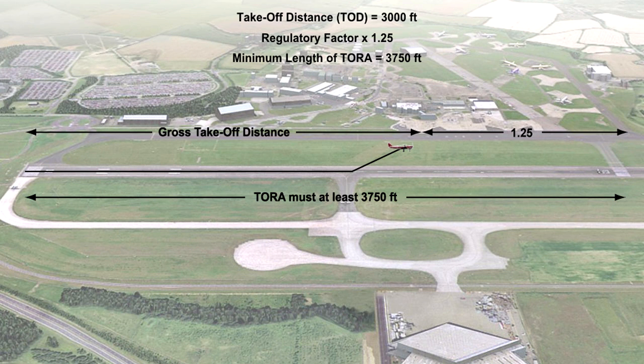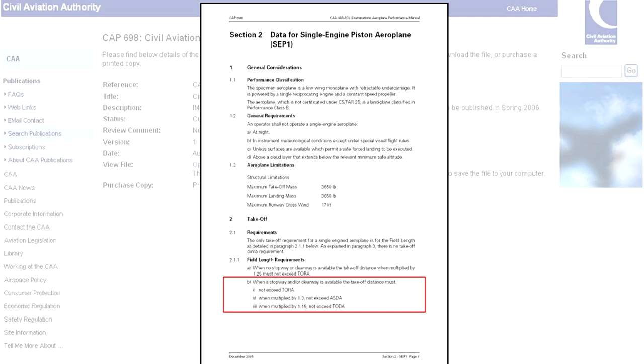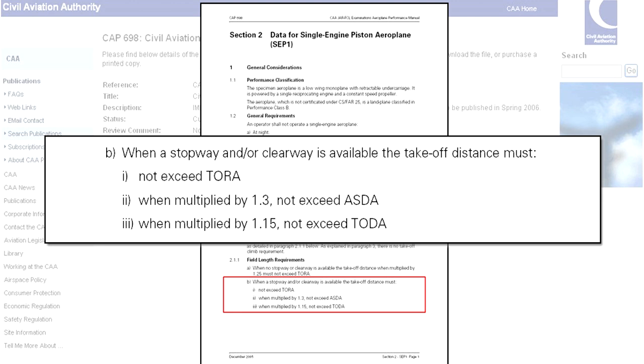This helps us again to see the difference between net and gross performance. Here the gross performance for takeoff is 3,000 feet, but the net performance, which is always worst performance, is 3,750 feet. If there are stopways and/or clearways, then the regulation requirements are a little more complicated. At airfields with stopways and/or clearways, there are 3 regulatory concerns about the takeoff distance.